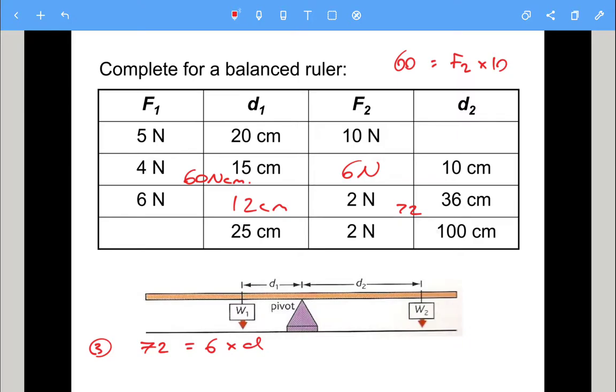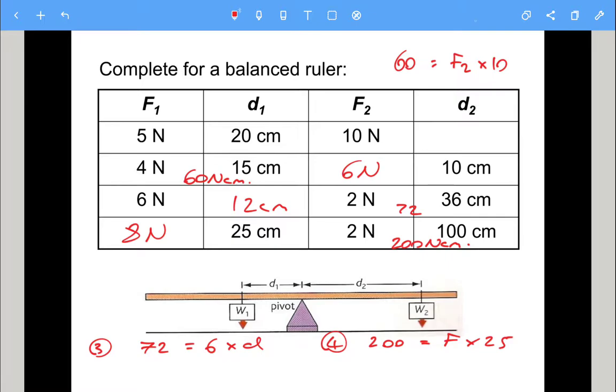And then the last one, same again, so it'd be force times distance. So 2 times 100, 200 Newton centimetres. I'll put this one at the bottom, so number 4. F2D2 will be the clockwise, so that would be 200 Newton centimetres equals whatever the force is that's going anti-clockwise times 25. So to get rid of a times 25, we need to do the opposite, which is dividing by 25. So that will give you an answer of 8 newtons.